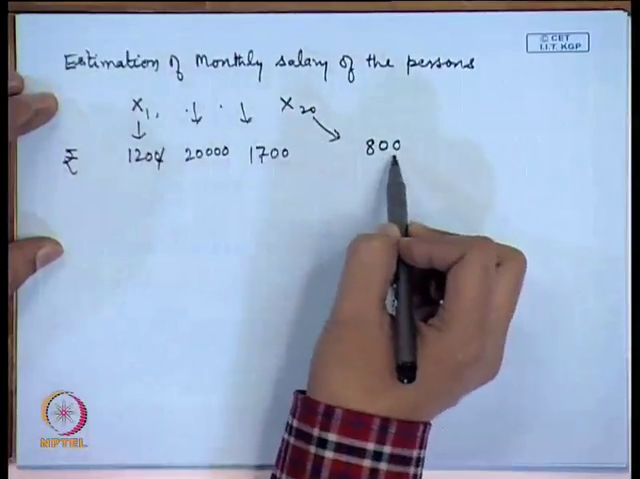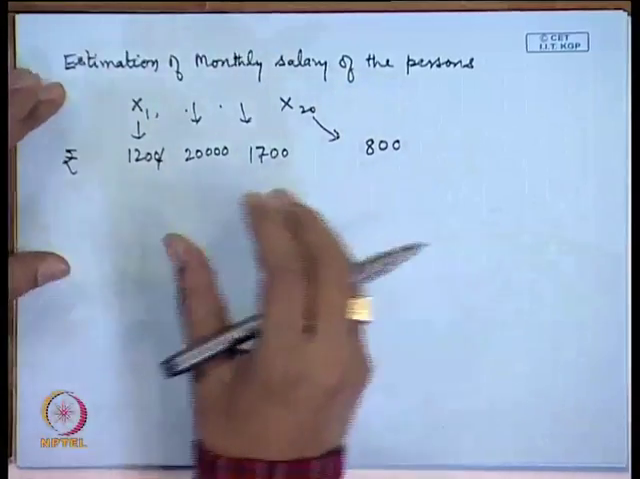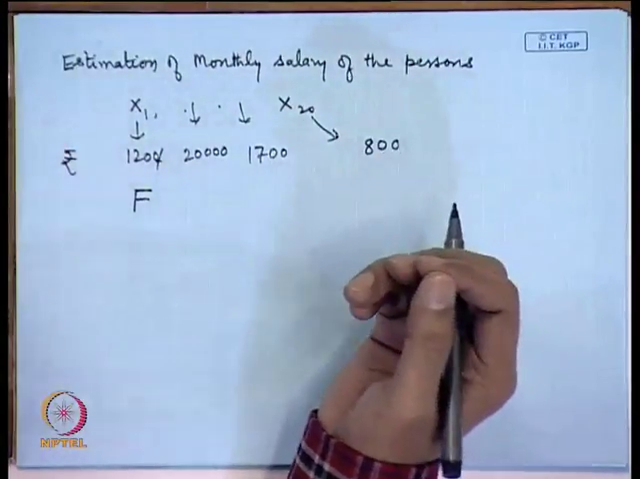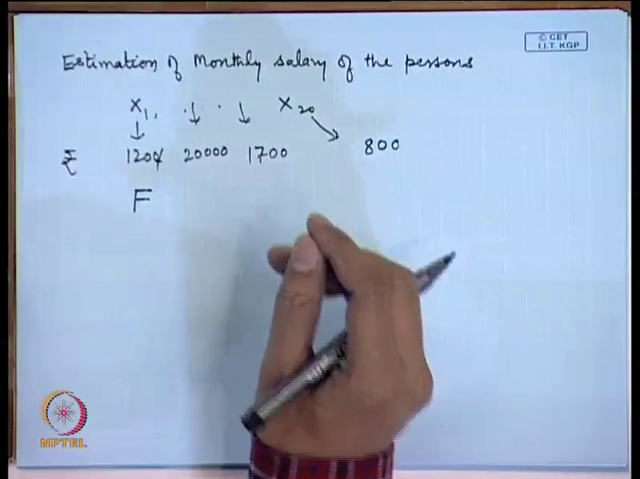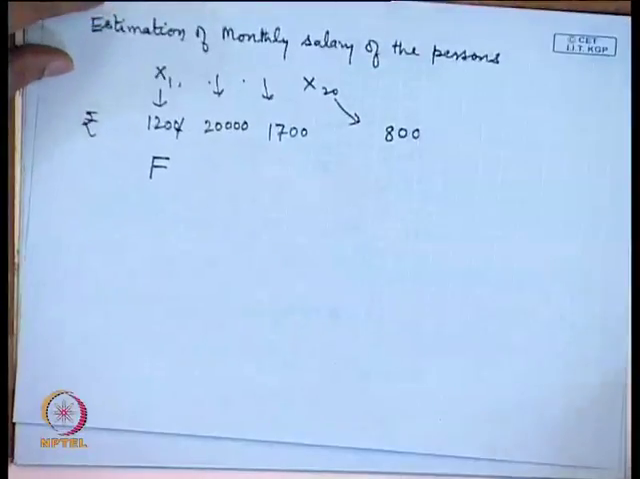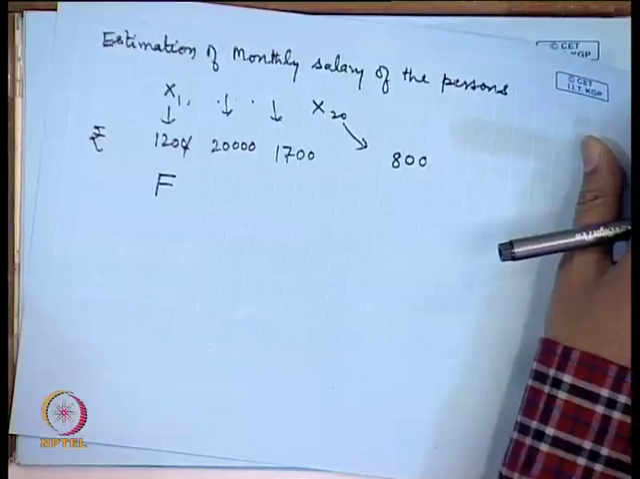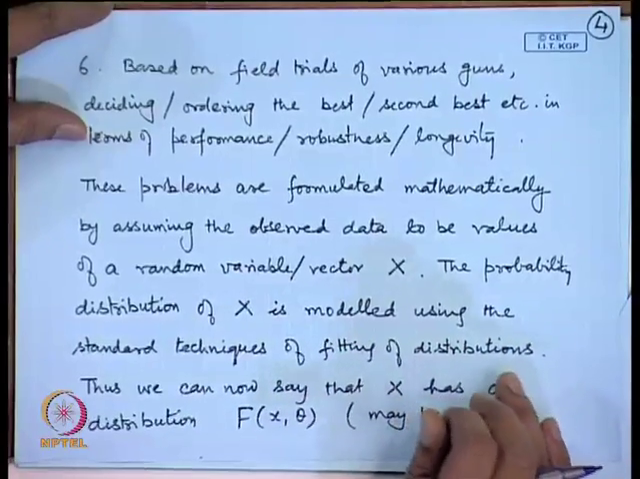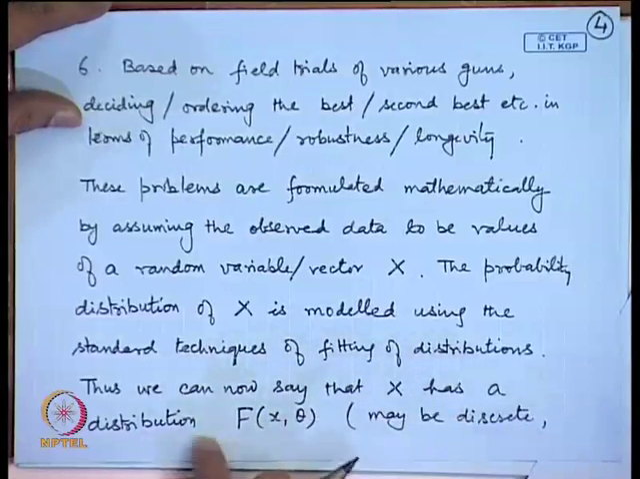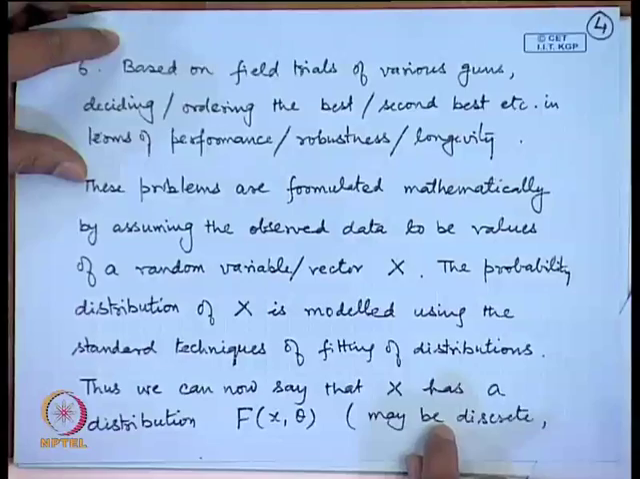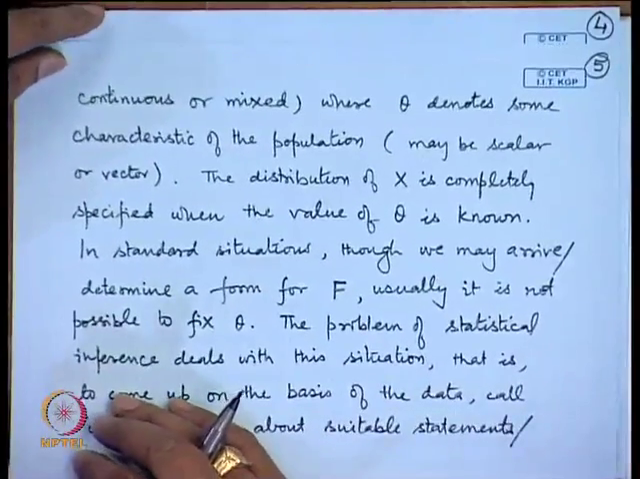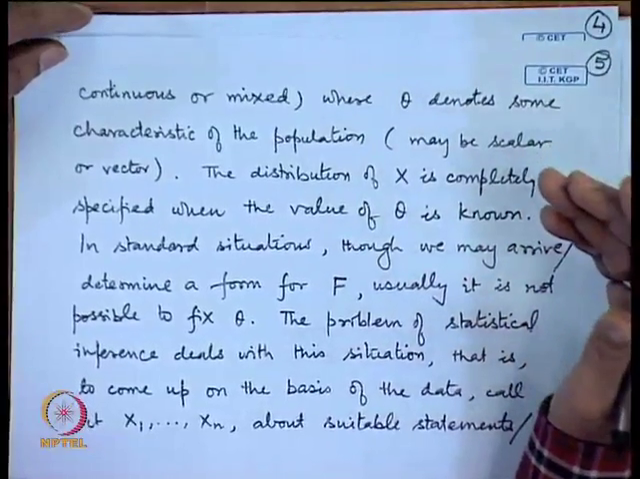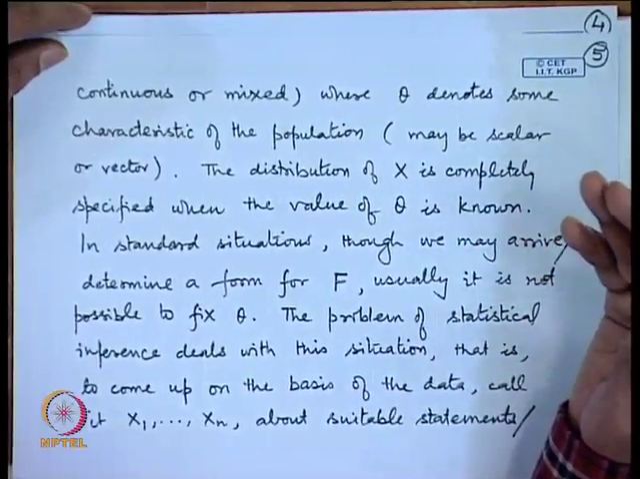So, here x1, x2, ..., x20 denote these values, and now we may use this data to have a model. For example, the model may be given by certain distributions, say f, it could be normal distribution, it could be gamma distribution, etcetera, depending upon the actual values that have been obtained there. So, the probability distribution of x is modeled using standard techniques of fitting of the distribution, and therefore, we can say that x has a distribution say f(x, theta), which of course may be discrete or continuous or mixed, and theta denotes some characteristic of the population which could be a scalar or a vector. Here x itself can be a scalar or a vector depending upon the type of the things we are having.